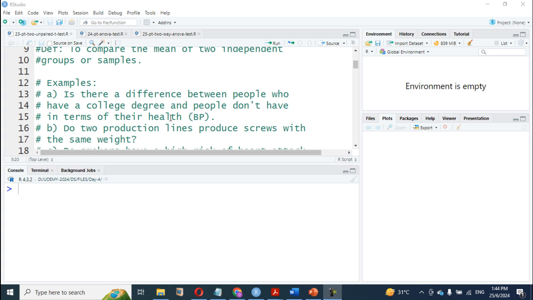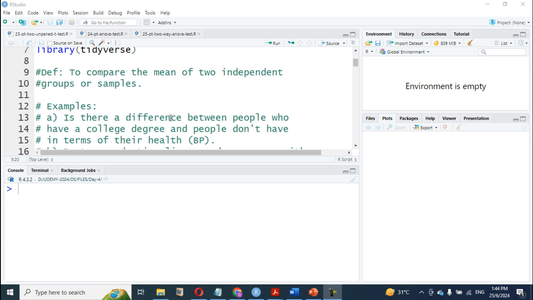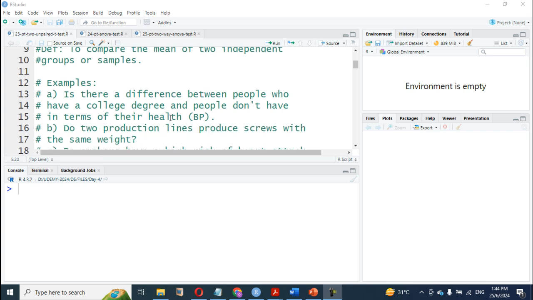So we have a categorical variable that has only two groups, and we have a continuous variable. So that is how we measure independence. These variables, I mean the groups we have, are independent groups. Male is not dependent on female. Smoker is not dependent on non-smoker. College degree is not dependent on no college degree, so they are independent groups.